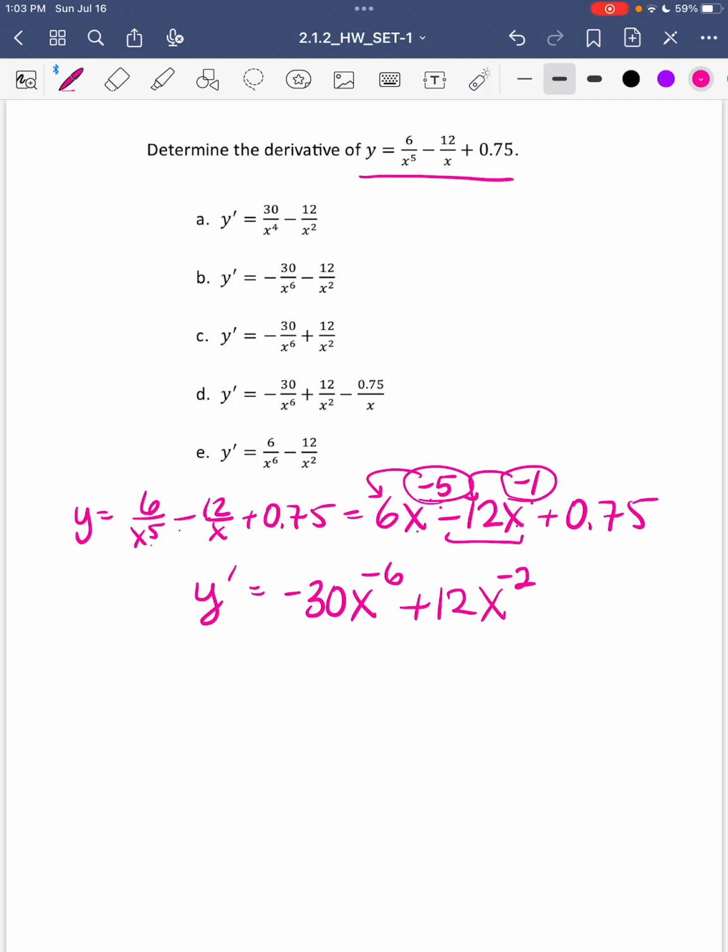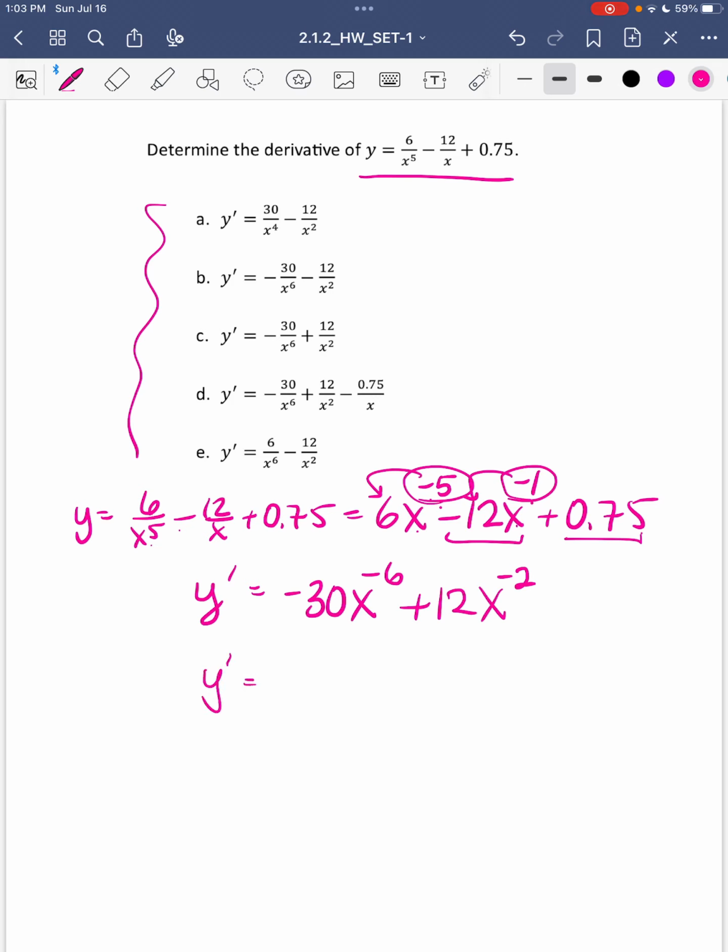And now we look at what is the derivative of 0.75. Well, that's just a constant. It doesn't depend on x, right? So the derivative of that with respect to x is just 0. Now we look up here, but we don't see our answer because these answers are not written in power notation. So let's rewrite our answer.